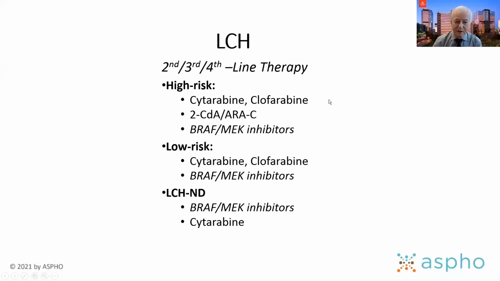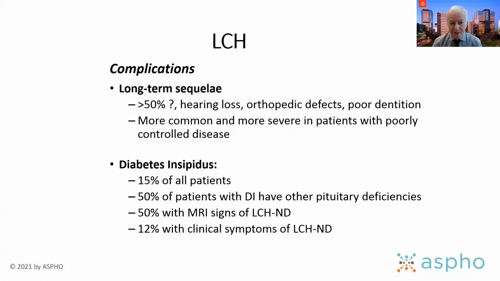Other therapies, when these patients fail, include cytarabine, clofarabine, combinations of 2-CDA and Ara-C, as well as the BRAF and MEK inhibitors for all of the patients. The inhibitors are wonderful drugs which work almost uniformly in these patients, but unfortunately for high-risk patients, if you take the patients off the inhibitors, a majority of the patients will relapse.